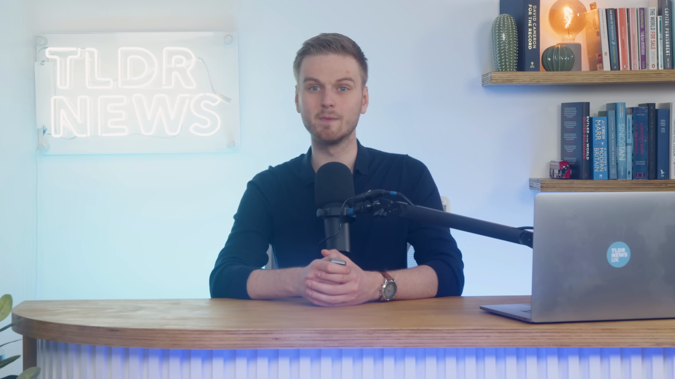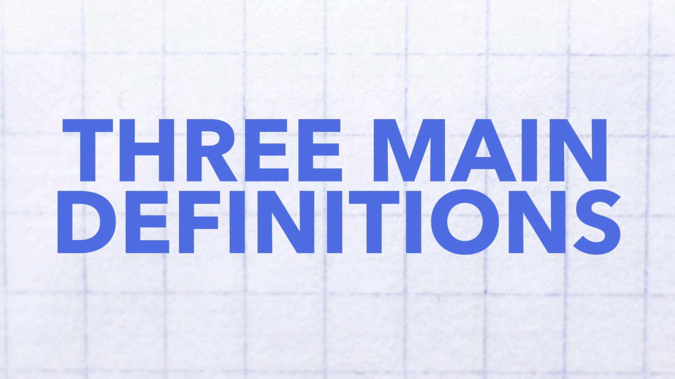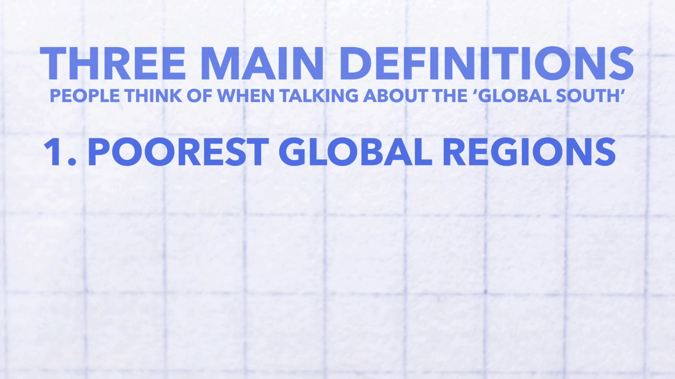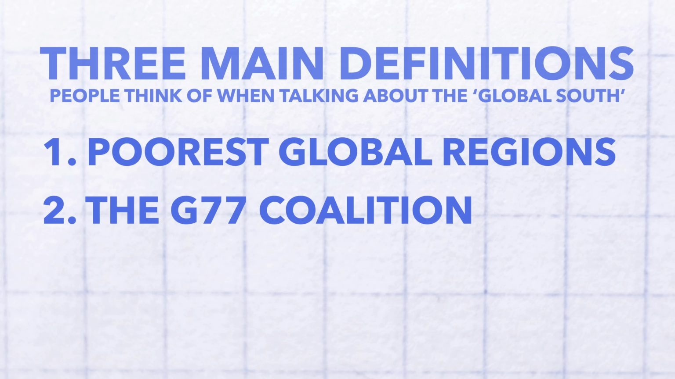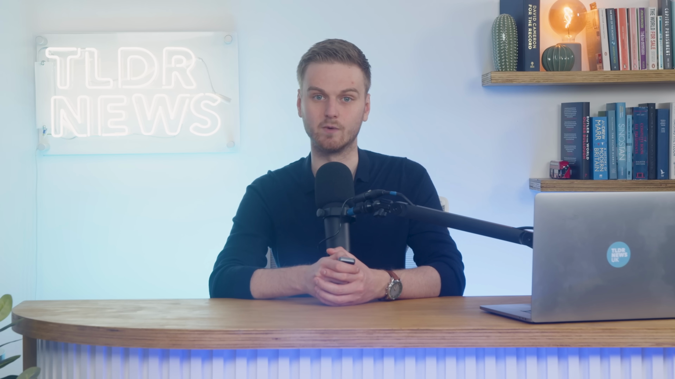As we see it, when commentators talk about the Global South, they could be describing one of three groups. Firstly, the poorest countries in the world, secondly, the G77 coalition, and lastly, a non-aligned bloc positioning itself outside of the brewing Sino-American rivalry. So let's get straight into it.